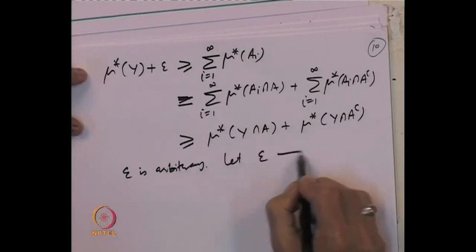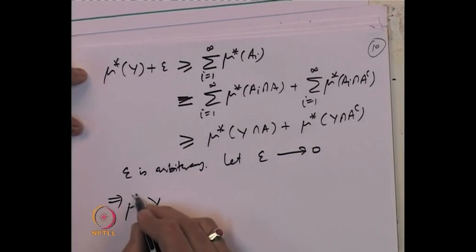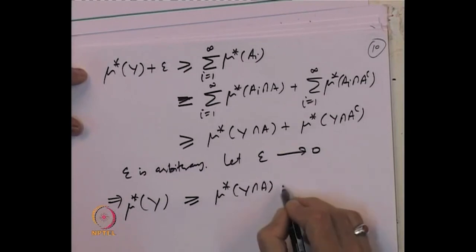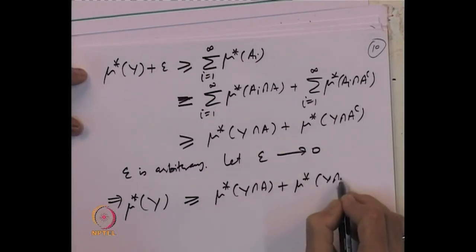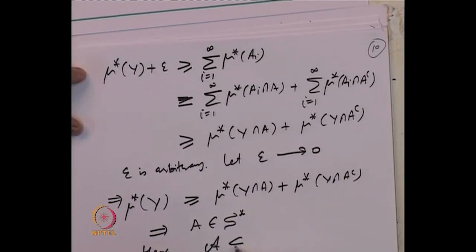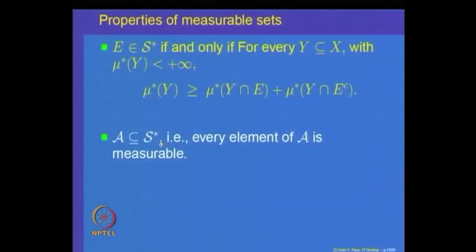So, let epsilon go to 0. So, this inequality will still be maintained, which will imply that mu star of Y is bigger than or equal to mu star of Y intersection A plus mu star of Y intersection A complement, and that will imply that A belongs to S star, that is, A is a measurable set. So hence we have proved that the algebra A is included in the collection S star. That is what we wanted to prove. So, this is the proof of the fact that the algebra A is contained in S star.